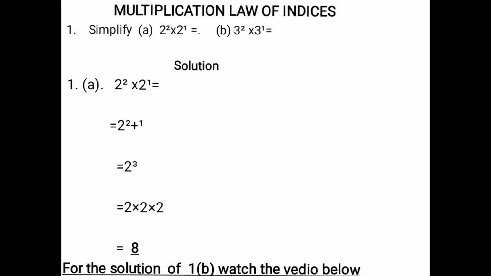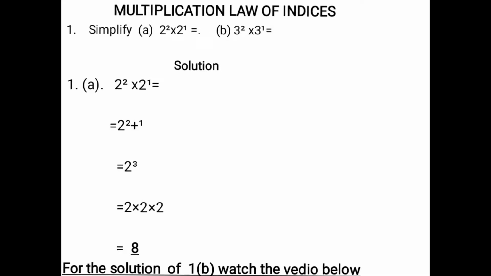Multiplication law of indices. I'll just give you one example. Simplify A, 2 power 2 times 2 power 1. B, 3 power 2 times 3 power 1. Solution A: 2 power 2 times 2 power 1. We apply the law of indices. Since the bases are the same and we are multiplying, we add the powers. Meaning 2 plus 1 as the exponent. We simply say 2 power 3.